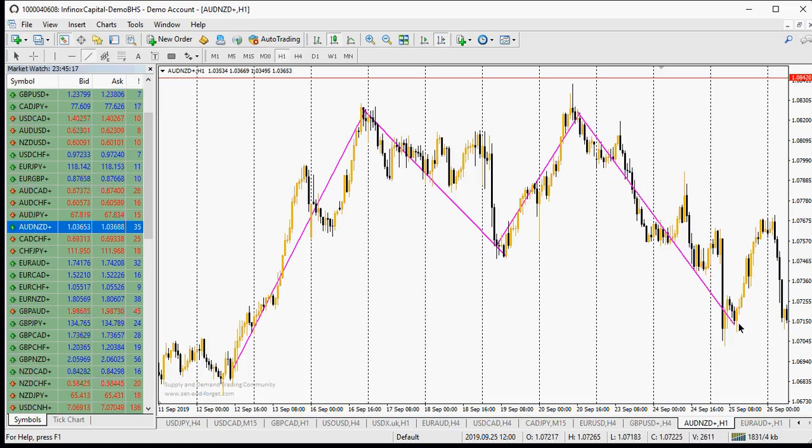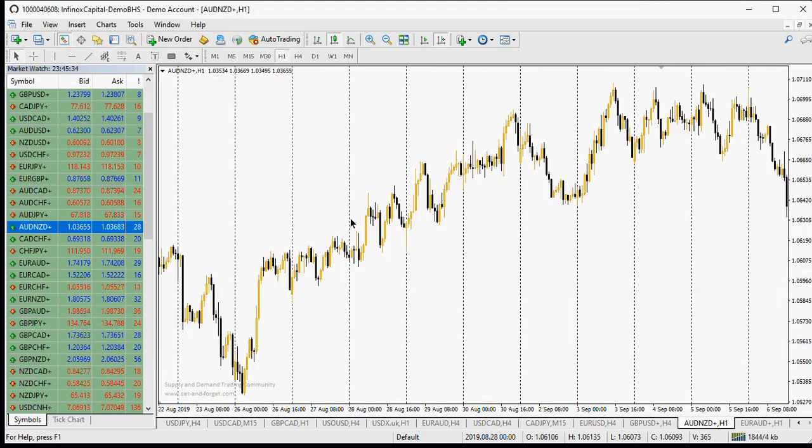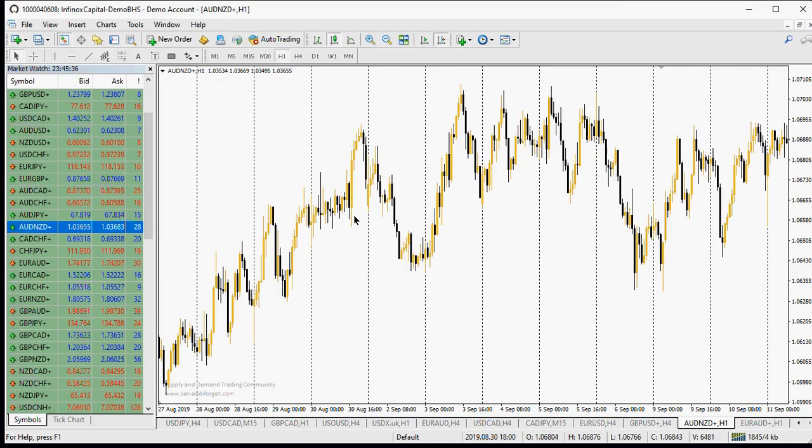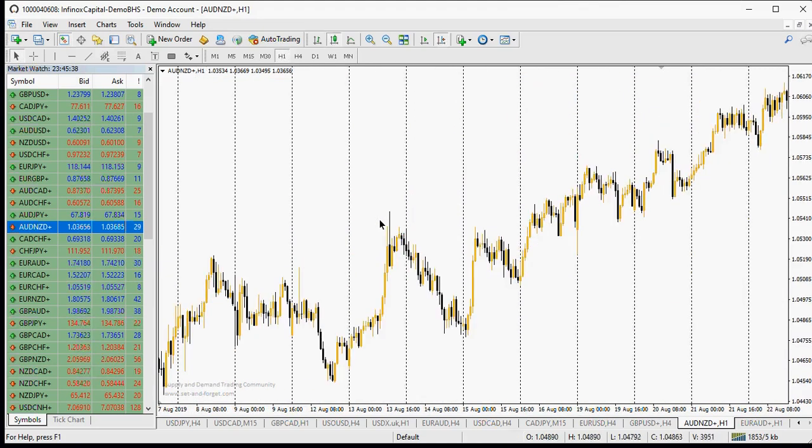What pattern is this? What pattern again is this? DT. People are already giving that abbreviation. That's double top. Beautiful. Okay, that's good. All right.